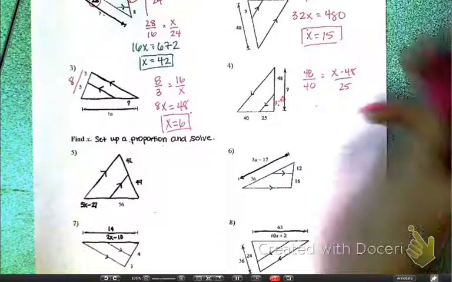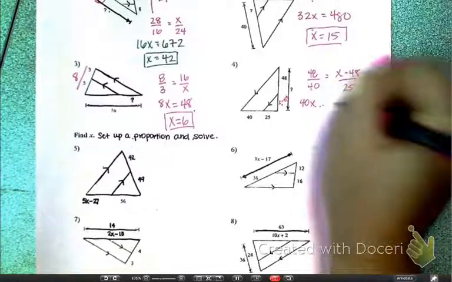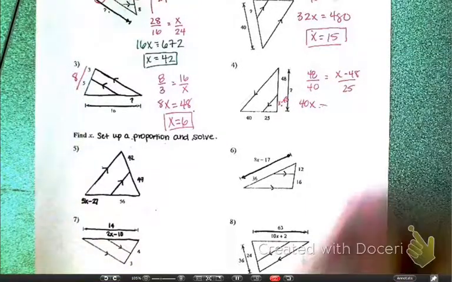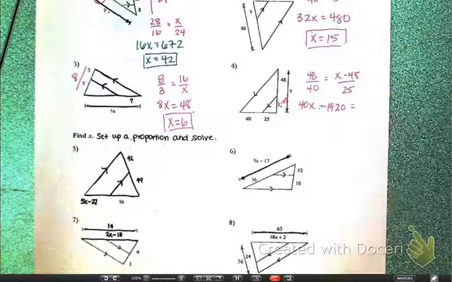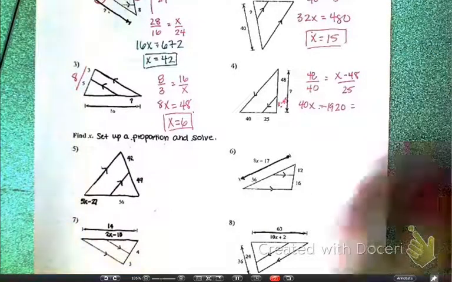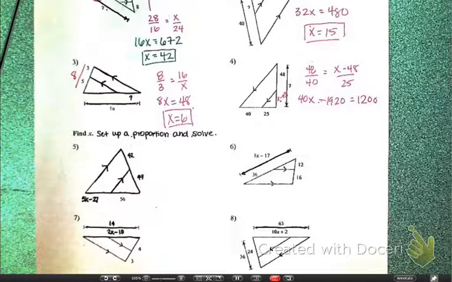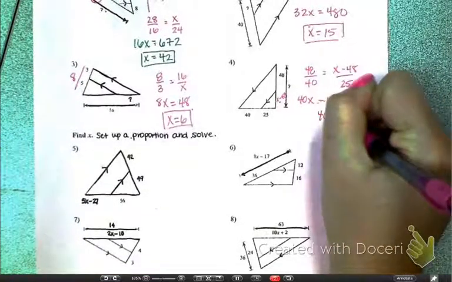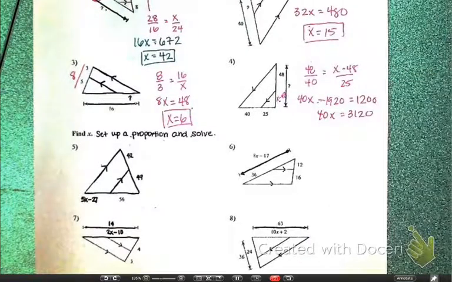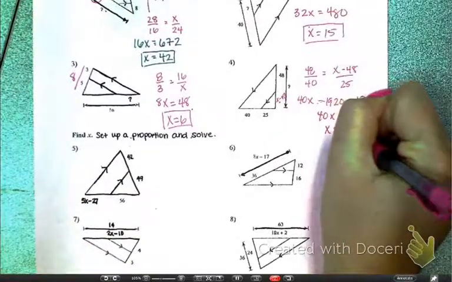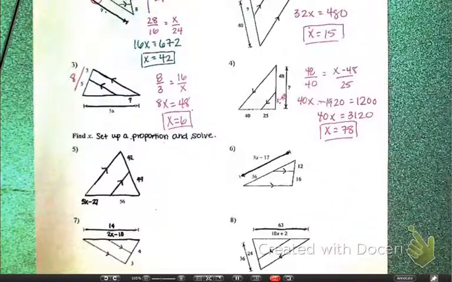So 40x minus, I don't know, 1920 equals 1200. I'm going to add 1920 to both sides. So 40x equals 3120, divided by 40. You should have gotten x equals 78. Did we get x equals 78? Okay. So again, doesn't matter how you set it up because there are 5 ways you could do it and you're still going to end up with the same answer.